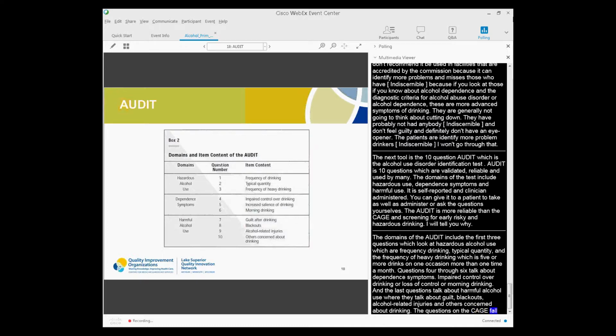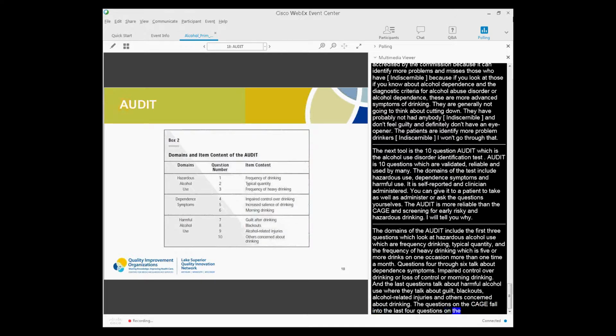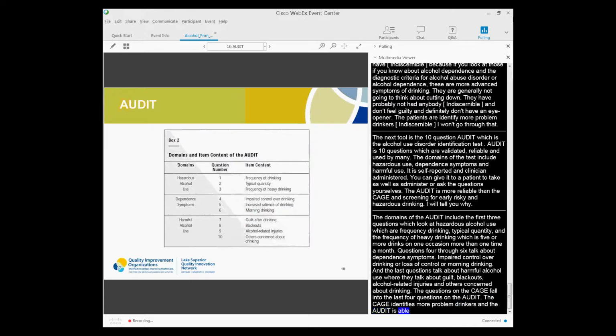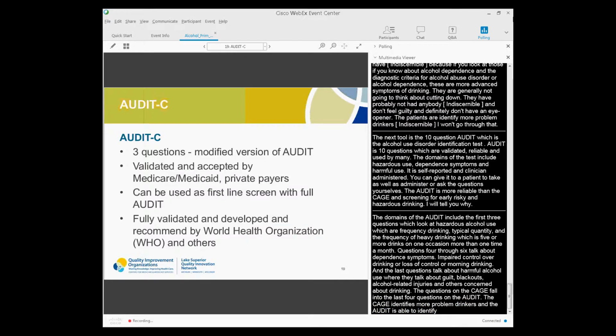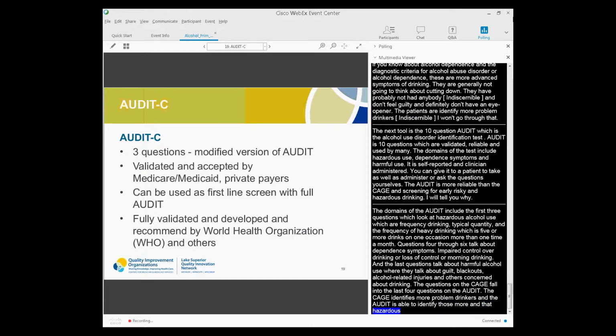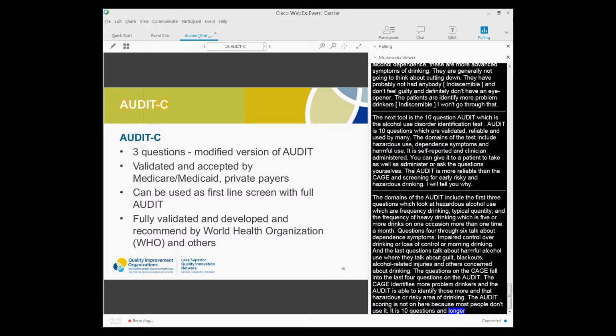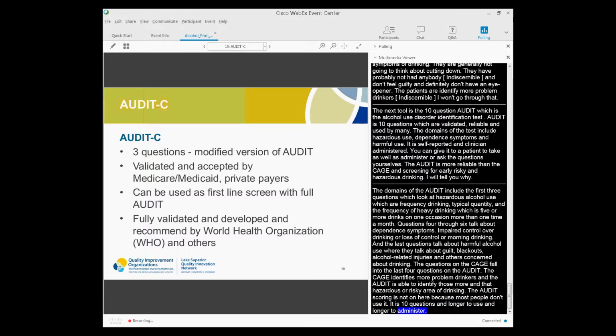And so the CAGE identifies more problem drinkers. The AUDIT is able to identify those that are more in the hazardous or risky area of their drinking. I didn't include the AUDIT scoring in here because most people don't use it. It's 10 questions, a lot longer to administer, not by very much time, but it's still just a longer test to take, and patients tend to not want to take a 10-question inventory.